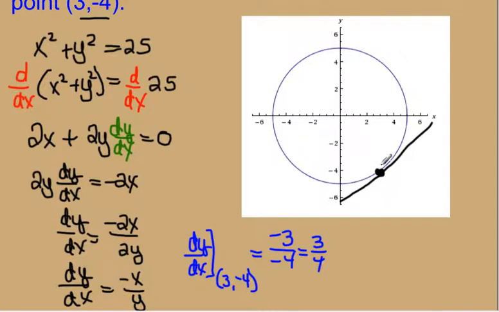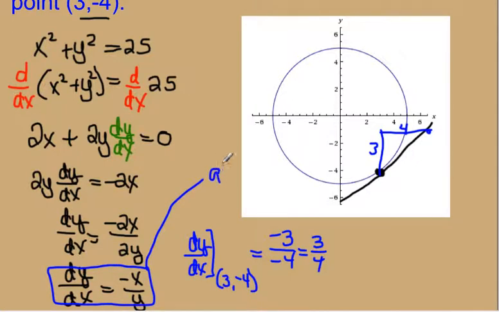Okay, it's a positive slope, so it's saying if I go up 3 and then over 4, so 3 over 4 would give me the slope of the tangent line. Which is great. So again, this formula right here would give me the slope for all points. I could look at the slope of this line, plug in my x and my y, and it would give me the slope of this tangent line.